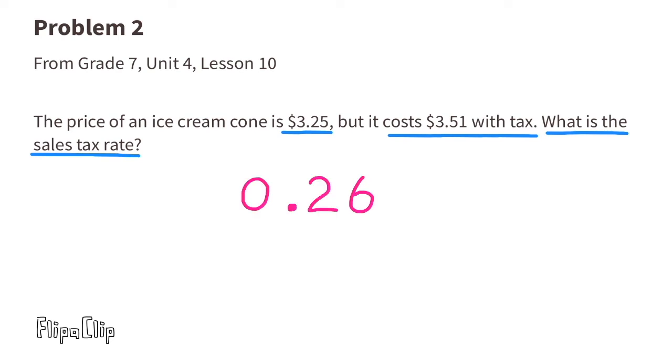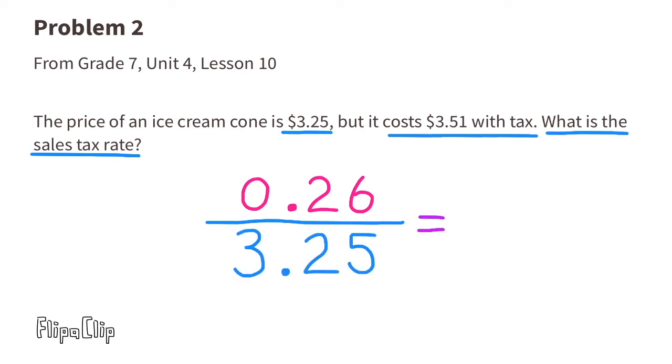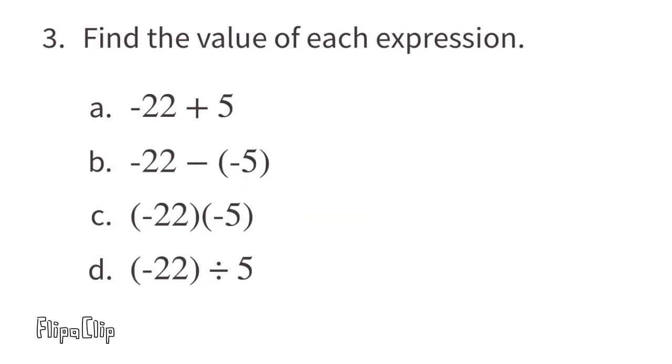And the question is, what is the sales tax rate? We need to ask this question. 26 cents is what percent of $3.25? 0.26 divided by 3.25 equals 0.08 or 8/100ths, which is 8%. So the sales tax rate is 8% because the sales tax, 26 cents, is 8% of the price of the ice cream, $3.25.